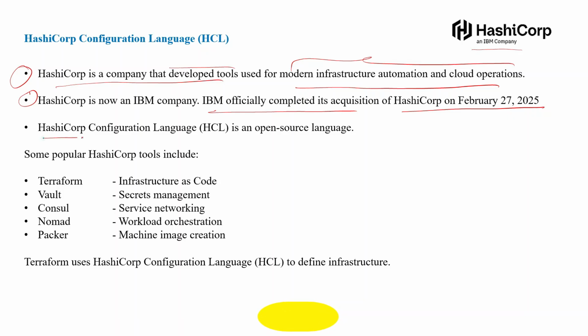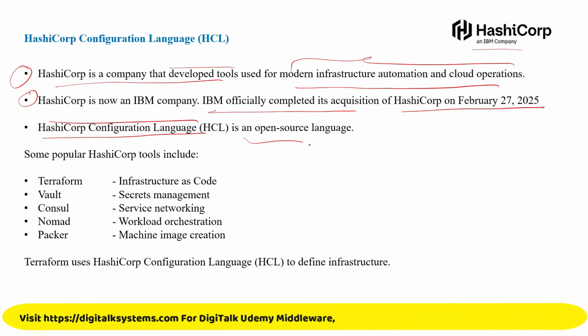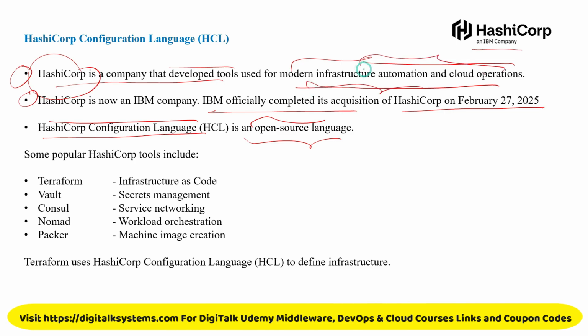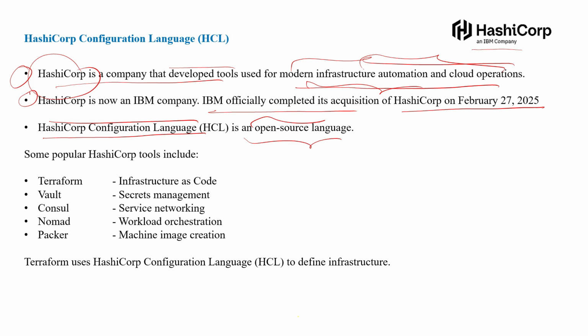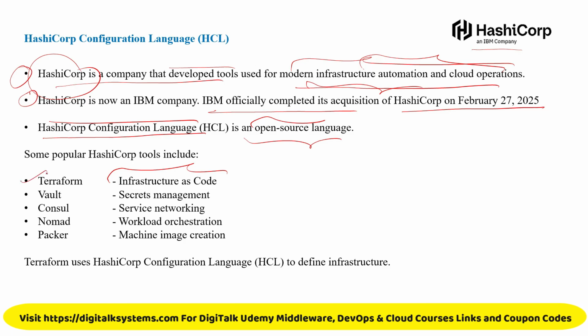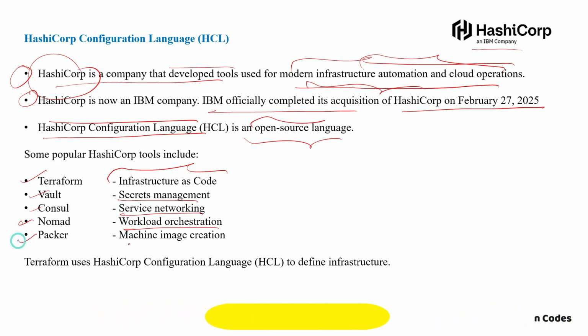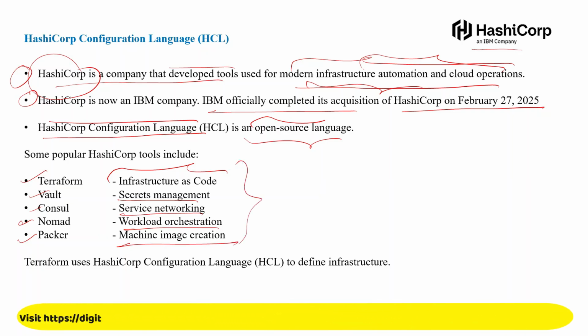And HashiCorp Configuration Language, HCL, is an open source language developed by the HashiCorp organization for infrastructure automation and cloud operations. Terraform is one of the tools they have developed for infrastructure as code, but they have a few other tools as well: Vault for secret management, Consul for service networking, Nomad for workload orchestration, and Packer for machine image creation. So there are multiple tools available from HashiCorp.